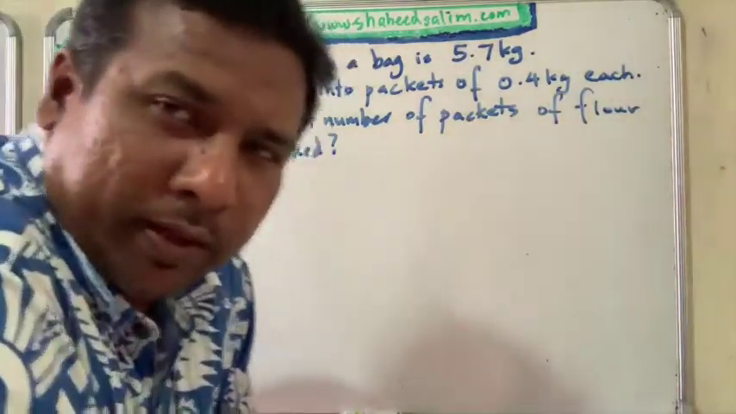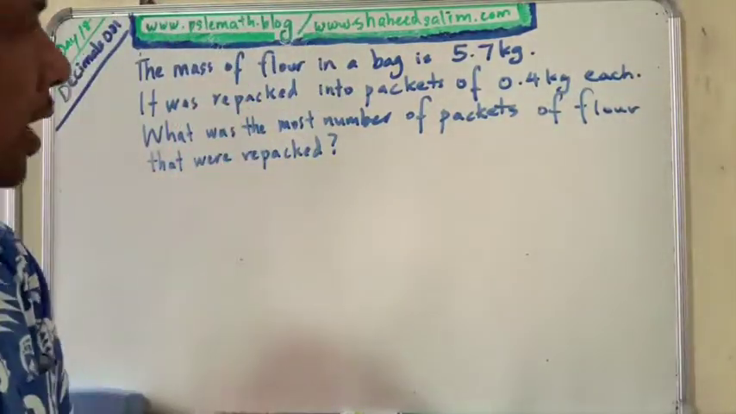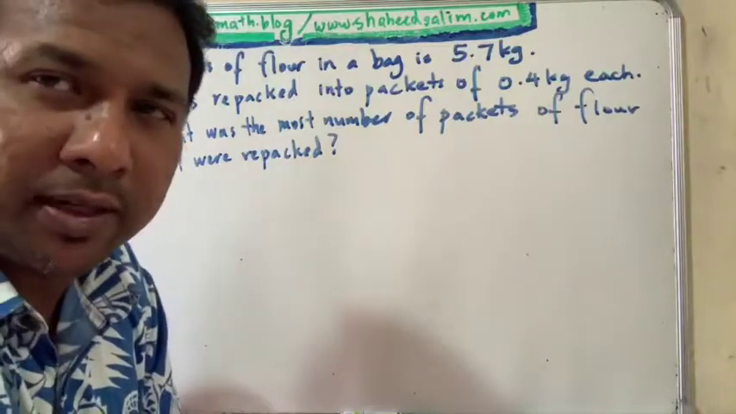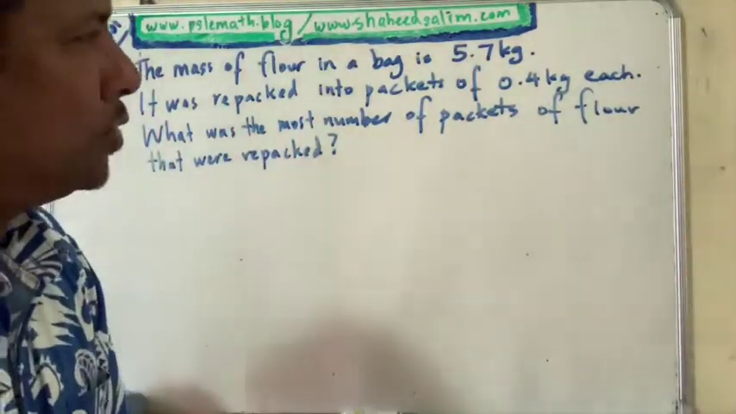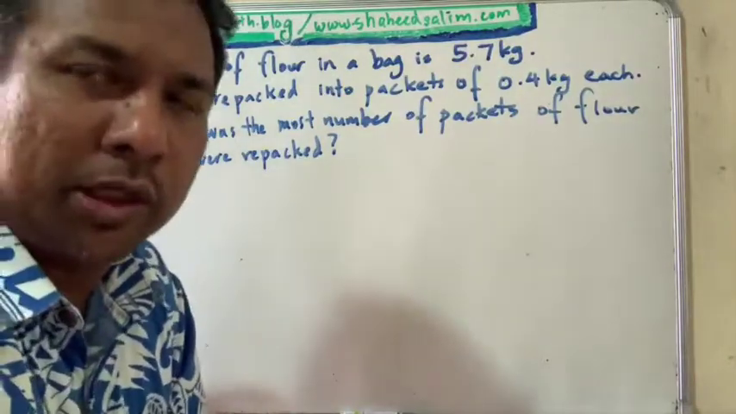Today we'll be covering decimals, and this is our first question on decimals. Let's read the question as always. The mass of flour in a bag is 5.7 kg. It was repacked into packets of 0.4 kg each.